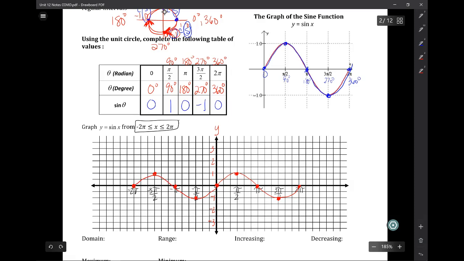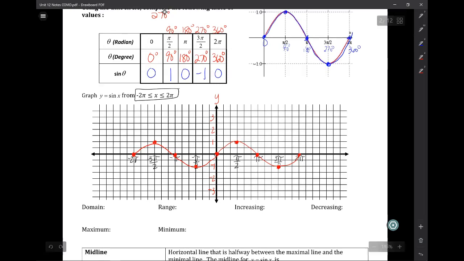So a sine curve continuously flows in this up and down motion forever in both directions. So when we are talking about domain of a sine curve, it actually would be all reals because it goes forever.